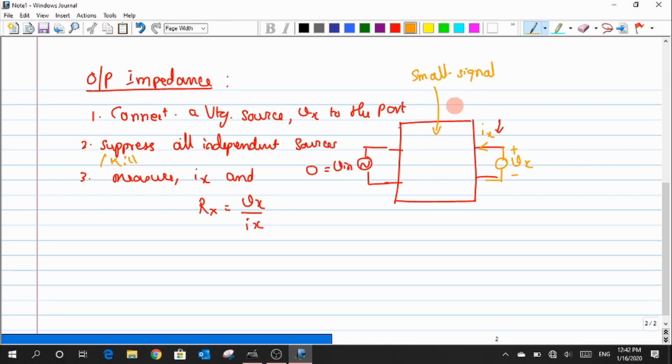Vin is an AC source, so again I'm going to consider that as an independent source. It's not like something like a voltage controlled current source or something like that. So any independent sources have to be killed apart from this Vx that we are applying. In order to draw this small signal model, we will suppress all the DC sources, but Vin will be there. But whenever I try to identify an output impedance, that time I have to kill this input source. So that is how we can compute the output impedance.